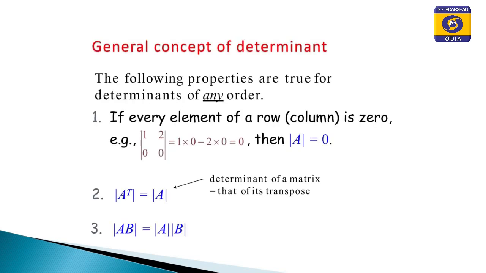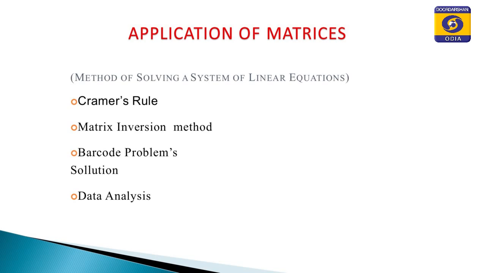General concept of determinant. Generally, a determinant is derived from a square matrix. Hence, if every element of a row or column is 0, then det A is equal to 0. That means determinant of A is equal to 0. Also, determinant of A is equal to determinant of A transpose, and also determinant of AB. If A and B are any two square matrices, then determinant of AB is equal to determinant of A into determinant of B.